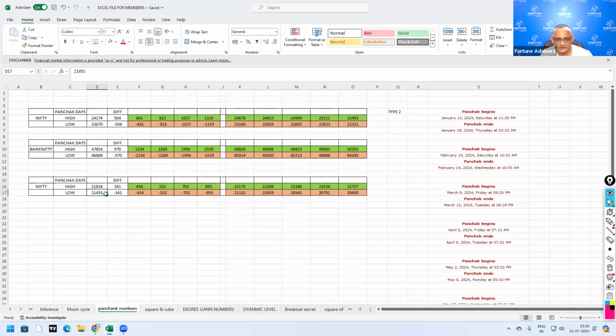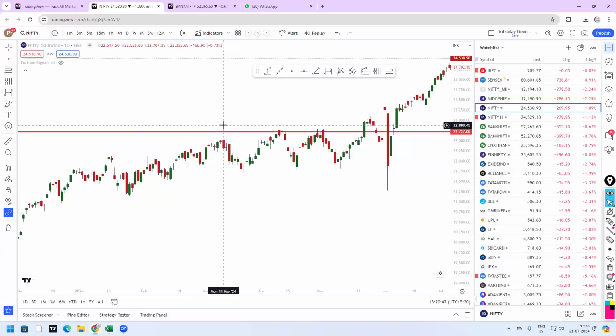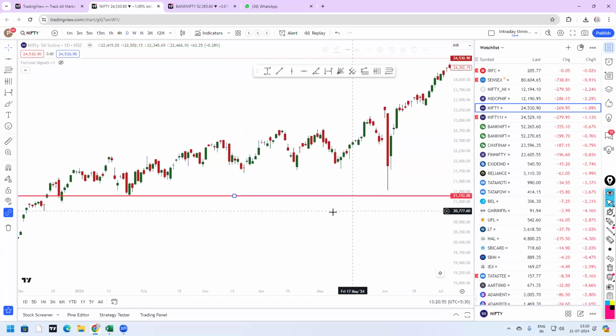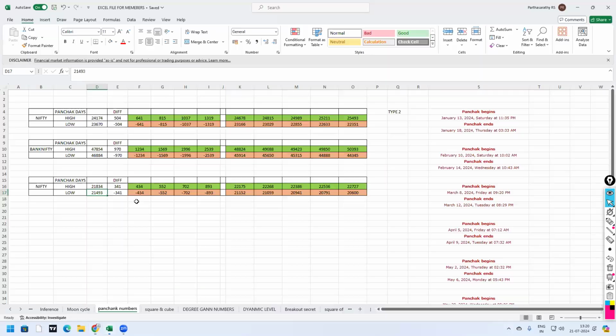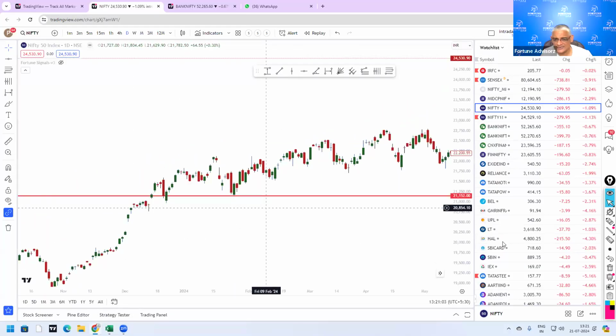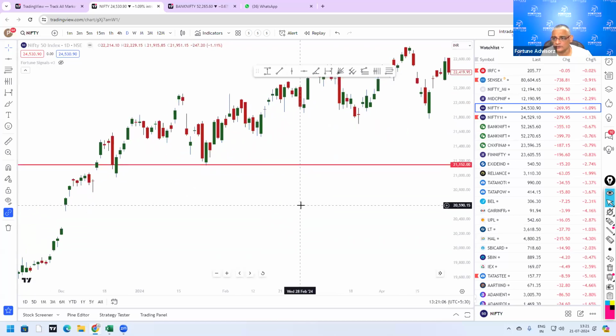For example, now this is the first number. I need to go short below 21,493. Yes or no? Correct, sir? What is my first target? 21,52. Exactly on the dot, low. That was the low.